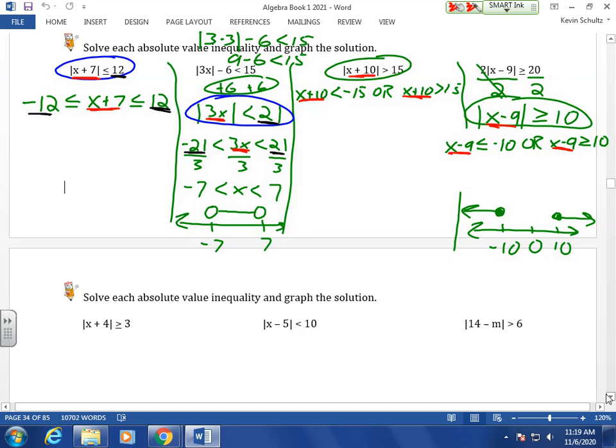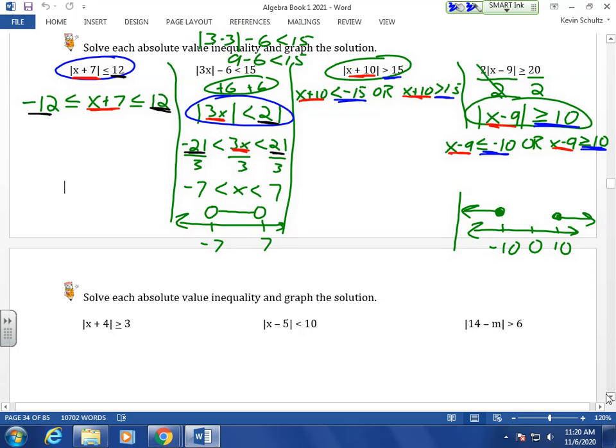X doesn't have to be by itself inside the bars, so whatever's inside of them needs to stay. And then this greater than 15, well, notice how one side of it is exactly the same thing, right? Greater than 15, greater than 15. The other side is just less than the negative value, less than negative 15. Here, greater than or equal to 10 doesn't change. On the other side, less than or equal to negative 10.